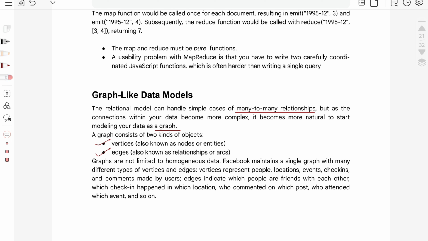Graphs are not only limited to homogeneous data. Facebook maintains a single graph with many different types of vertices and edges. Vertices represent people, locations, events, check ins, and comments made by users, whereas edges indicate which people are friends with each other, which check in happened in which location, and so on.